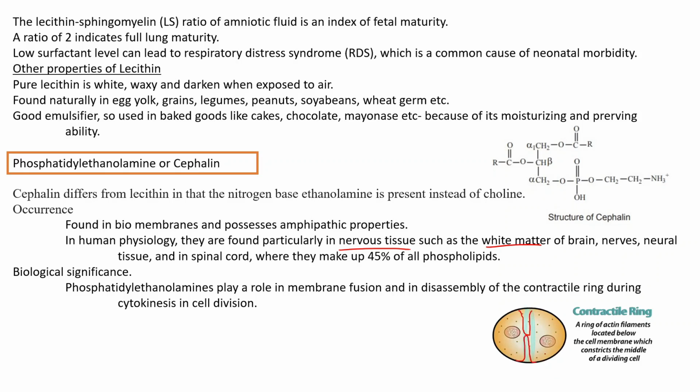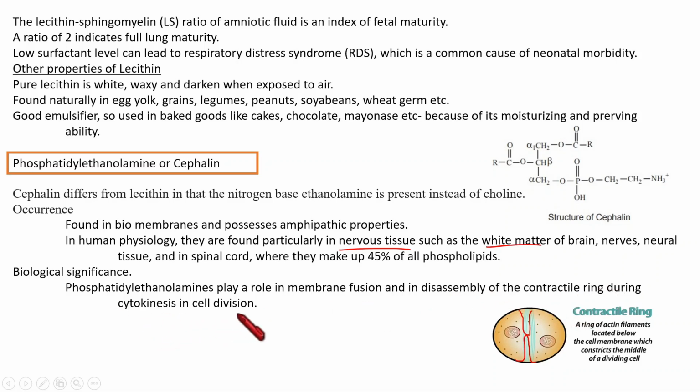And as this ring forms, it constricts, and it meets each other and will divide that single cell into two daughter cells. So as these two constrictions meet, then the contractile ring needs to disassemble. So at that time also this cephalin is very important in this type of process. That area of membrane is also rich with this cephalin. It is very important in the disassembly of the contractile ring during cytokinesis.